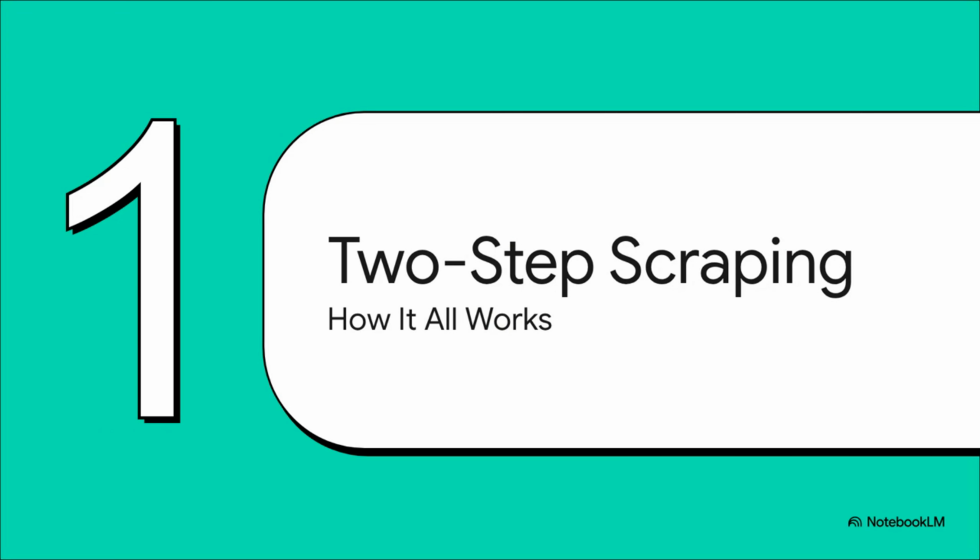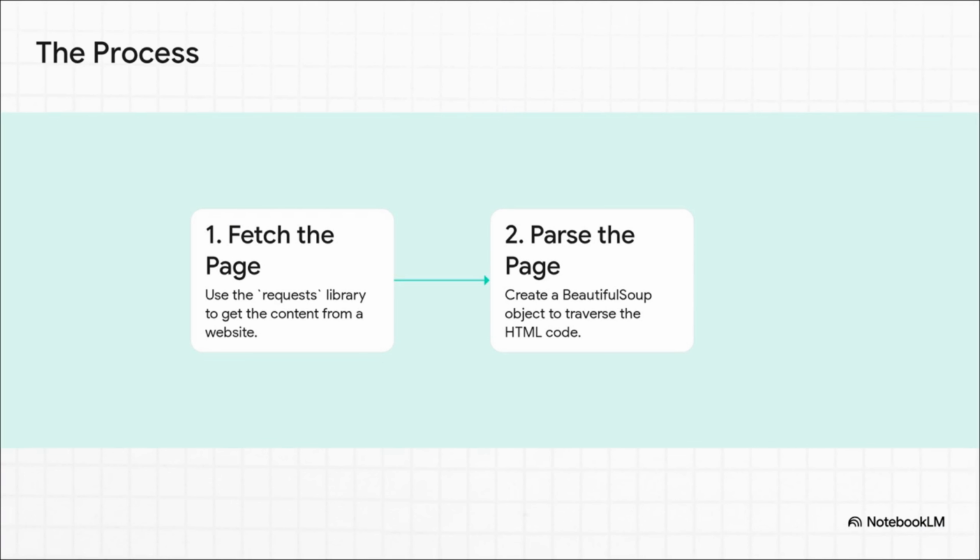Okay, so let's get into how it all works. You might be surprised, but getting started is actually really simple. It pretty much just boils down to two main steps. Yeah, it's basically a 1-2 punch. Step 1, you fetch the page. You use another library called requests to just download the raw HTML. Think of it like a courier grabbing the document for you. Then, step 2, you parse the page. You hand that messy document over to BeautifulSoup and let it make sense of everything. So fetch, then parse. Simple as that.